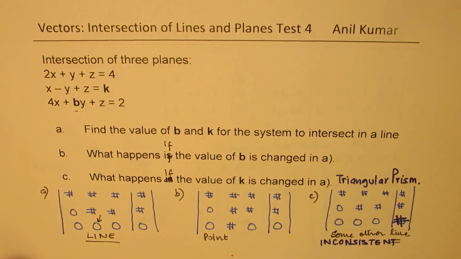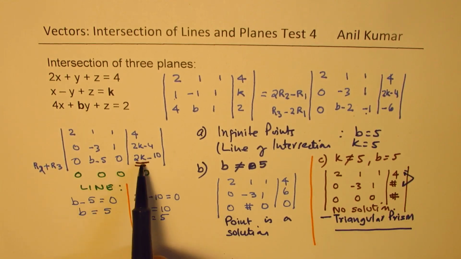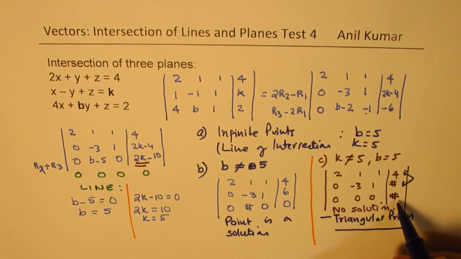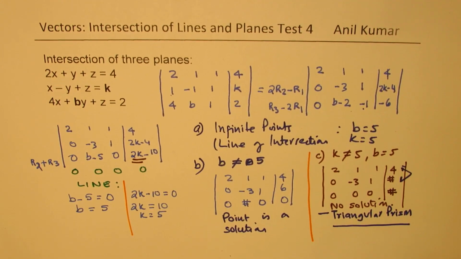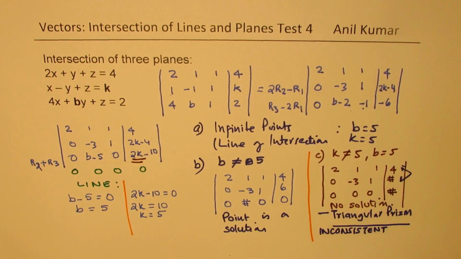Is that clear, right? As we have seen very clearly right here, since we have k here at the end, we have 0 equal to some number, which is not possible. So the system is inconsistent. So two planes will intersect in a line, but the third one will intersect in a different line. You get the idea, right? So it will look like a triangular prism. So I hope the concept is absolutely clear.